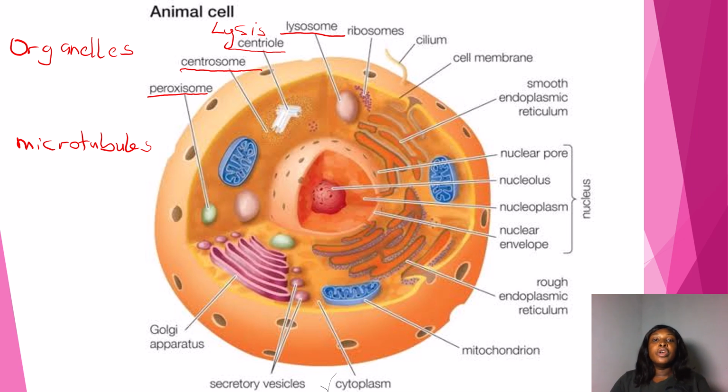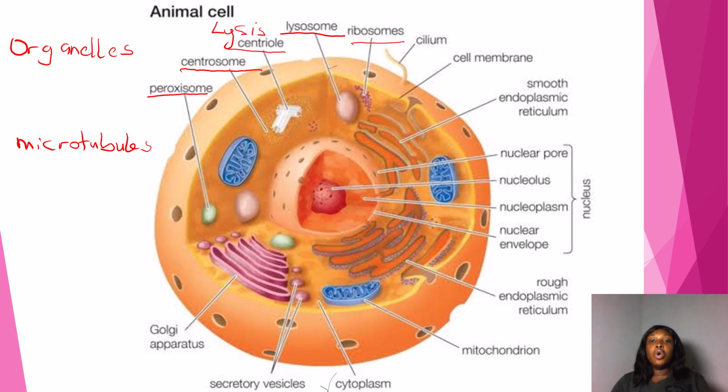The next one is the ribosome. Ribosome is a site for protein synthesis. Synthesis means building up. So ribosome is actually the site where proteins are being built up. The next one is cilium. Cilium is a projection which aids in the movement of an animal cell.